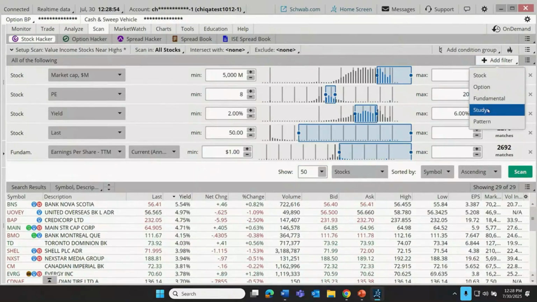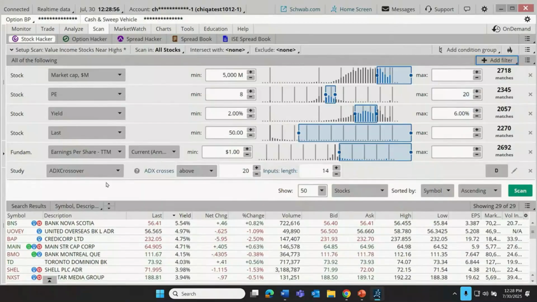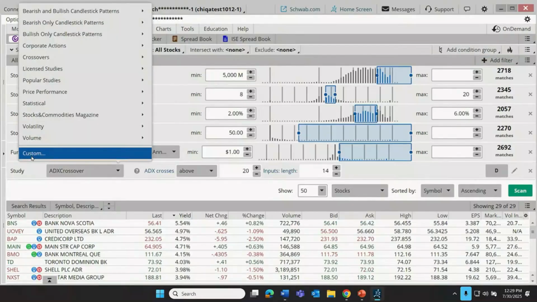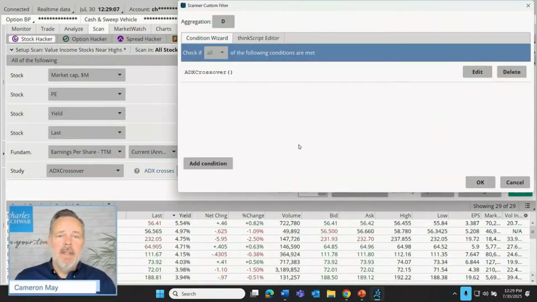Let's add another study. But this time I want to customize things. We're going to get a little bit fancy. How many of you have used this custom feature under the studies filter? This takes us to what's known as the condition wizard. Oh, that's kind of a cool name.